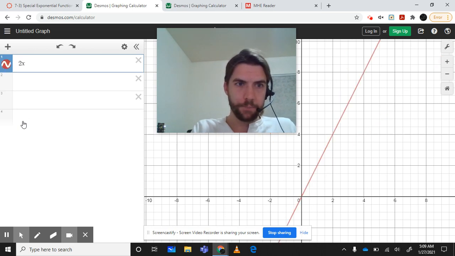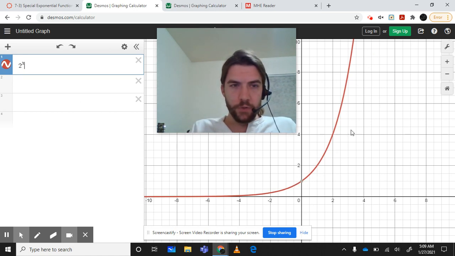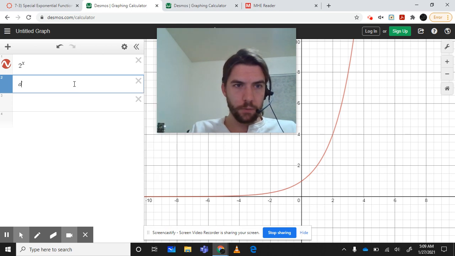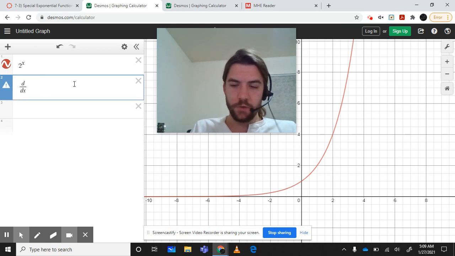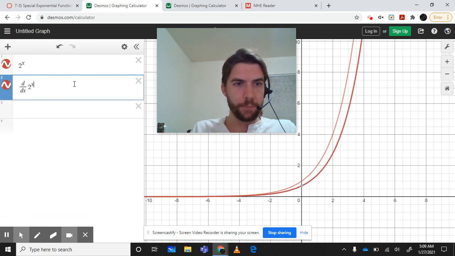Well, no, let's go back. Anyways, 2^x. If I want to figure out what the slope is, I have to do something called taking the derivative. The way that it's written out symbolically, this just stands for the slope of the line, basically. When we say the derivative of something, we're really talking about what is the slope of that thing.